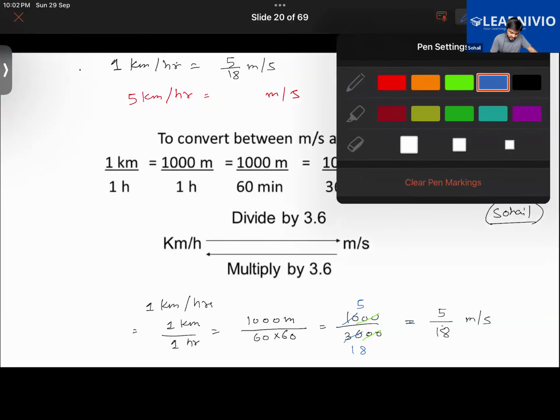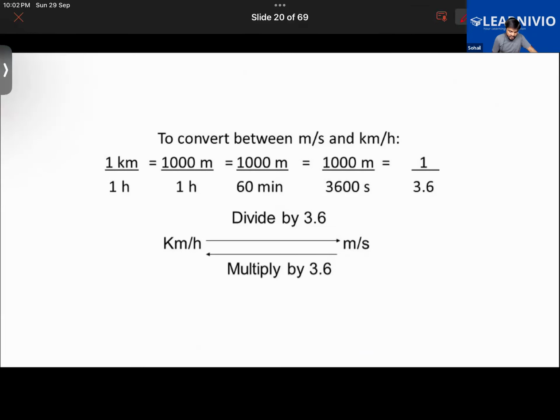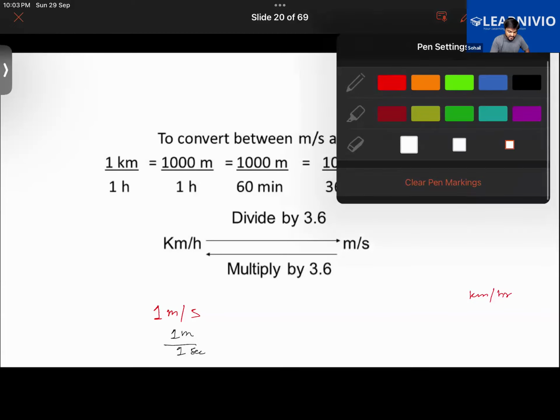So that is something which we have learned right now. Further, if I were to convert from meter per second to kilometer per hour, you have 1 meter per second to be converted into kilometer per hour. So it is basically 1 meter upon 1 second. You tell me, to convert meter into kilometer, what should be done? Should it be multiplied by 1000 or divided by 1000? 1 meter has to be converted into kilometer, so should we divide by 1000 or multiply by 1000?